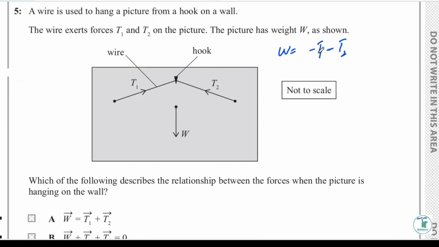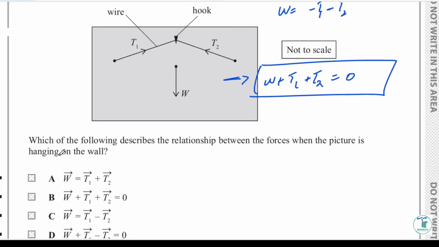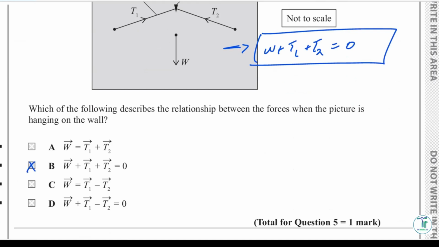Okay. So by arranging this equation, I can have W plus T1 plus T2, and that must be equal to 0. Okay. Is that clear? So you have got the B part as the right answer.